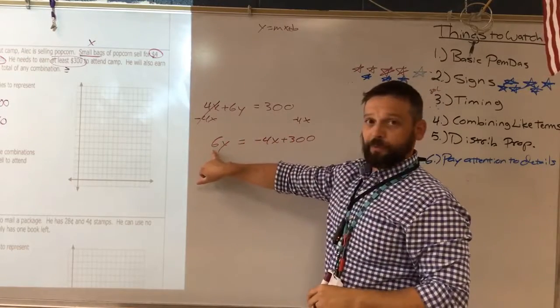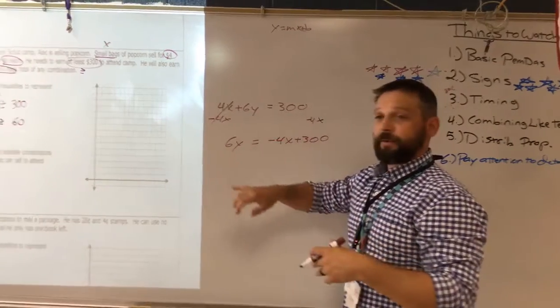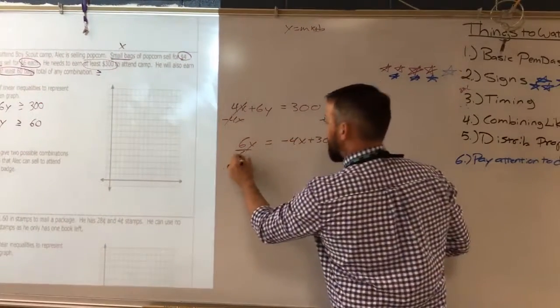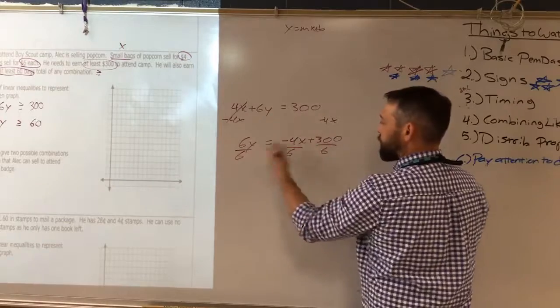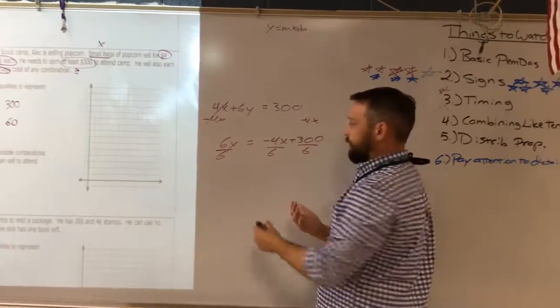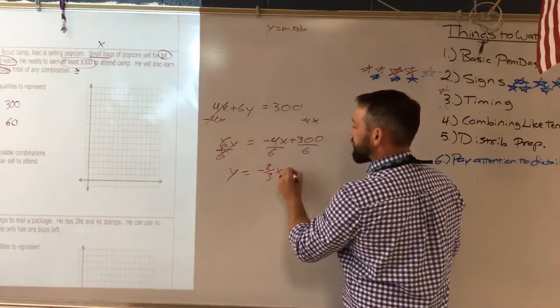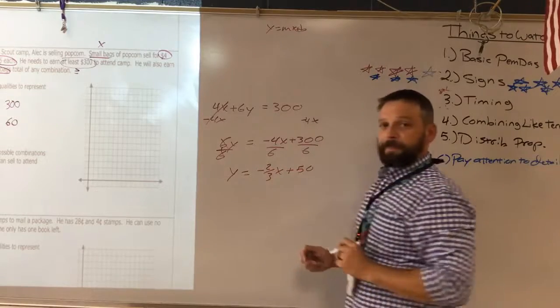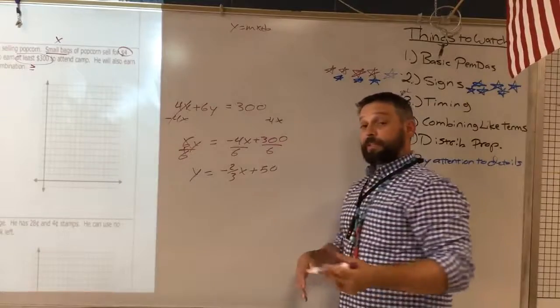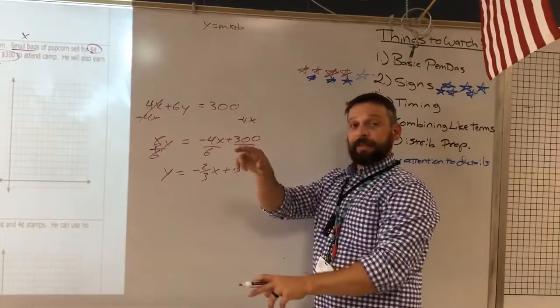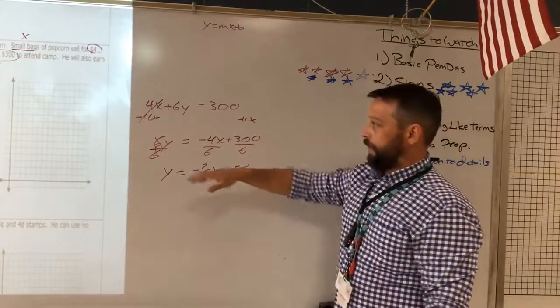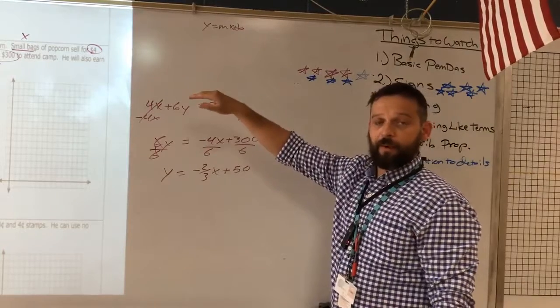I've got to get the 6 away from the y. That's been multiplied, so I've got to divide. This is just a review of basic algebra skills that you learned in 9th grade. So that'd be y equals negative 2/3 x plus 50. So I know this about my y-axis at least: I'm going to have to be able to represent 50 on my y-axis.